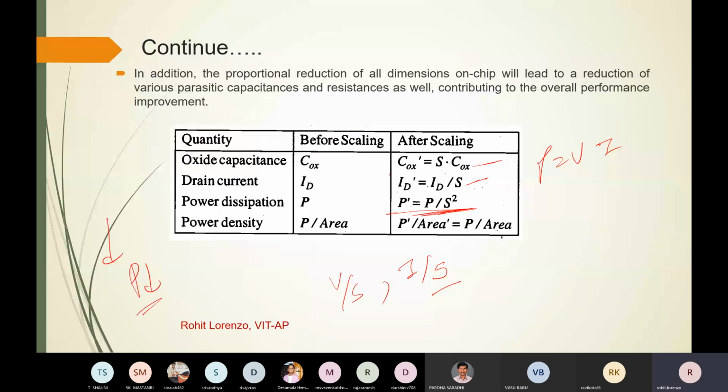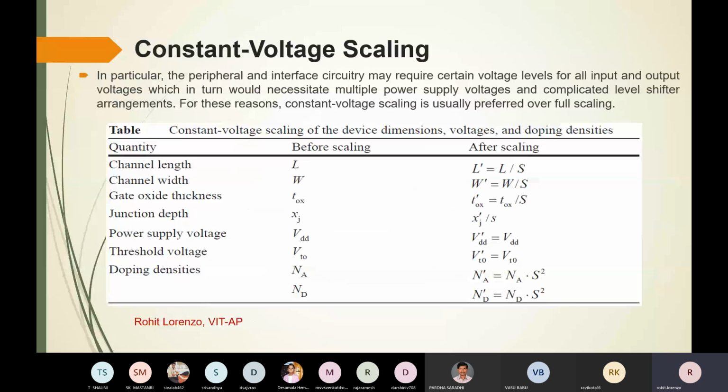Okay, now there is another scaling method, constant voltage scaling. Overall, why do we go for this? If you see in a chip, certain parts of the circuit require certain voltage levels. Some blocks need more voltage. Sometimes, if I want to boost up, I need a level shifter type of thing to boost up the appropriate voltage equal to another block of the chip.